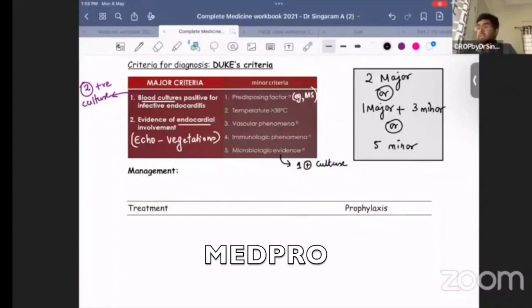That is why I'm telling you, clearly know the criteria for Dukes as well as major as well as the Jones criteria. How many major and how many minor should be present? That's what I want you to remember. Okay, fine. Now moving on to the last part.